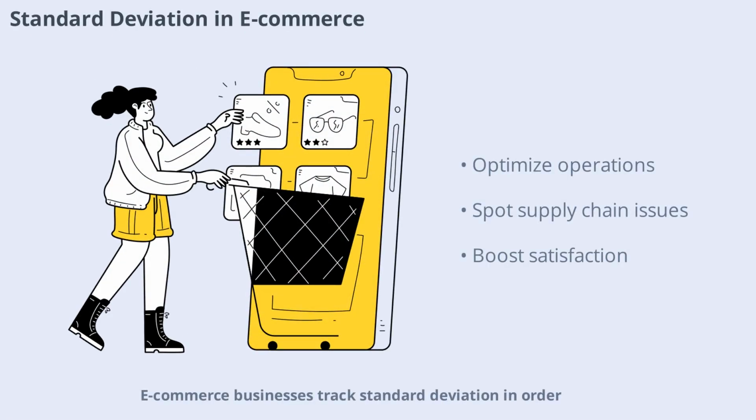E-commerce businesses track standard deviation in order volumes and delivery times to optimize operations. Low standard deviation means reliable service, while high standard deviation could indicate supply chain issues or fluctuating demand. This helps companies improve customer satisfaction and efficiency.